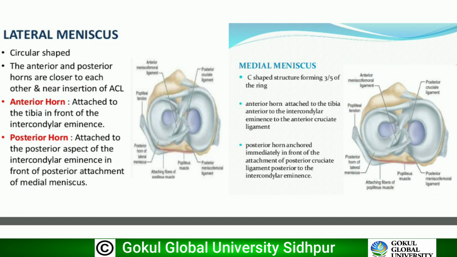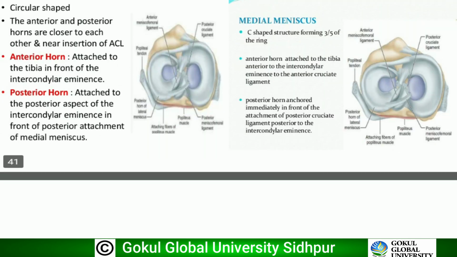This diagram shows the difference between the medial and lateral: circular shape, C shape, structure forming 3/5 of the ring. The anterior and posterior horns are close to each other and near the insertion of the ACL. Here, if there is ACL, then here will be PCL. Anterior horn attached to the front of the tibia, in front of the intercondylar eminence. Posterior horn attached to the posterior aspect of the intercondylar eminence, in front of the posterior attachment of the medial meniscus. Like that you have to remember the difference.